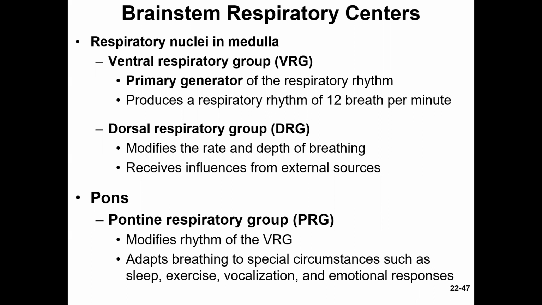We have some brainstem respiratory centers. The respiratory nuclei in the medulla: this is the ventral respiratory group, or VRG, and this is a primary generator of the respiratory rhythm. It produces a respiratory rhythm of 12 breaths per minute. The dorsal respiratory group, or DRG, modifies the rate and depth of breathing. This receives influences from external sources. In the pons, we have a pontine respiratory group, or PRG. This modifies the rhythm of the VRG. This adapts breathing to special circumstances such as sleep, exercise, vocalization, and emotional responses.